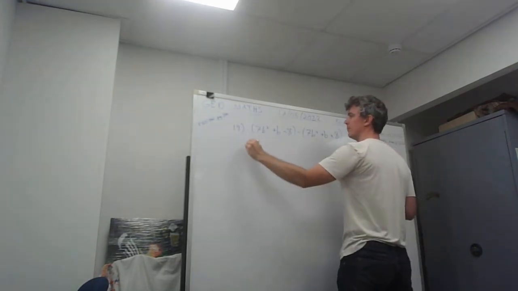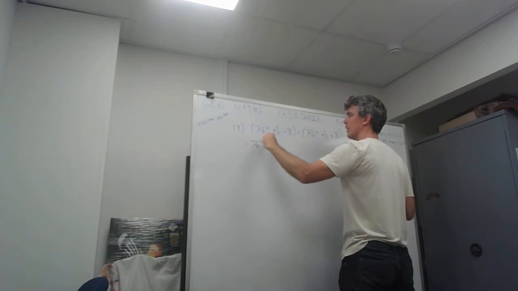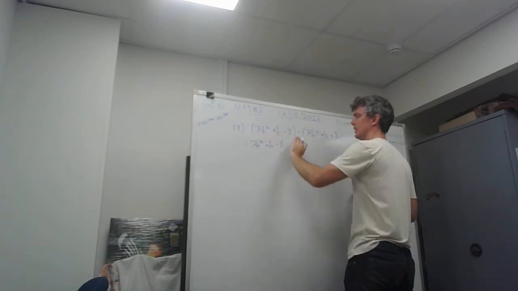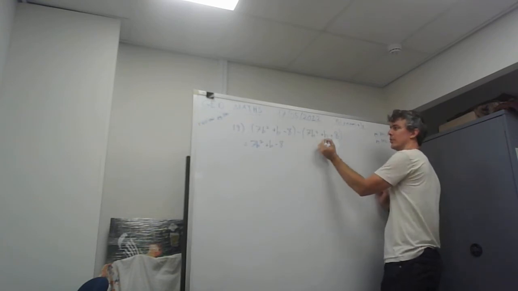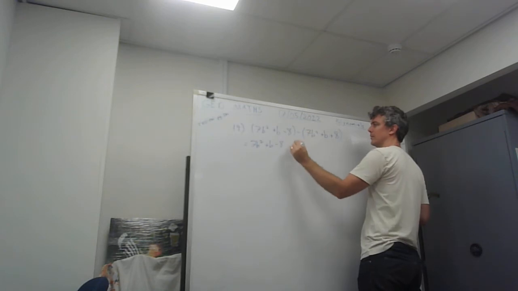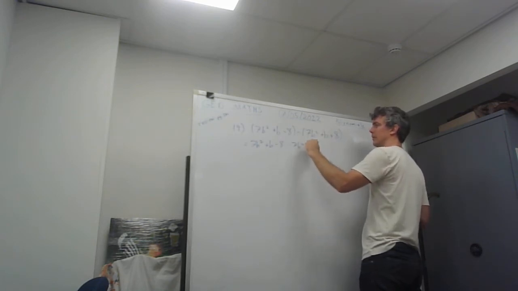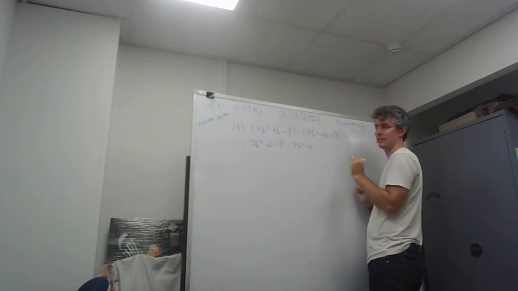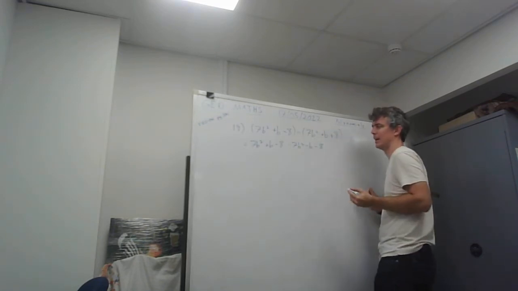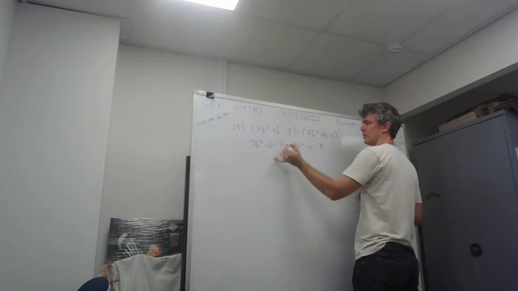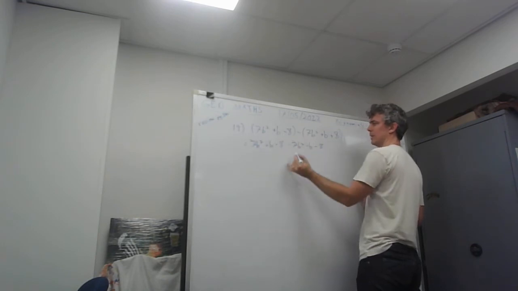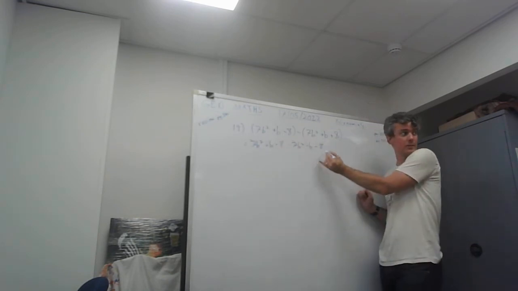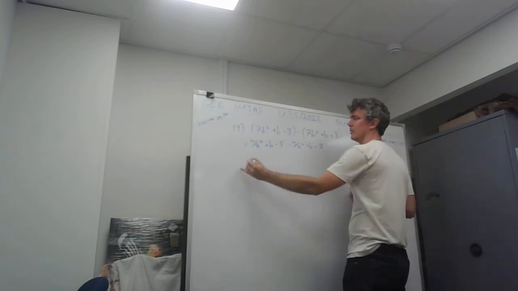So this will become 7b squared plus b minus 8. Now all the signs change. These are all positive, so they're all going to become negative. Negative 1 times 7 is negative 7b squared. Negative 1 times 1 is negative 1b. Negative 1 times 8 is negative 8. Now these two cancel, the 7b squared and the negative 7b squared, and the b cancels. But here we have minus 8 and minus 8. It's not 0, it's minus 16.